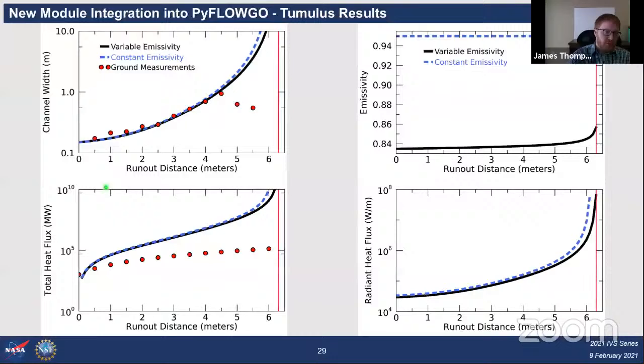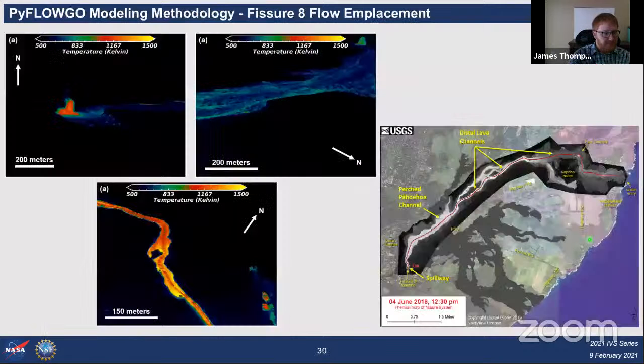And so here I'm showing you results with channel width and heat flux, as well as some ground validation measurements. And generally, by using the variable emissivity model, we do have a stronger agreement with the ground measurements, and we also see that the flow does propagate further by up to about 5%, and that's a result of this heat flux calculation being lower than expected as a result of us calculating lower emissivities for the surface.